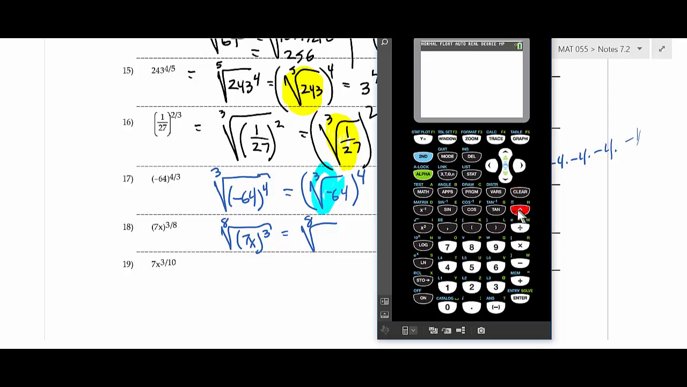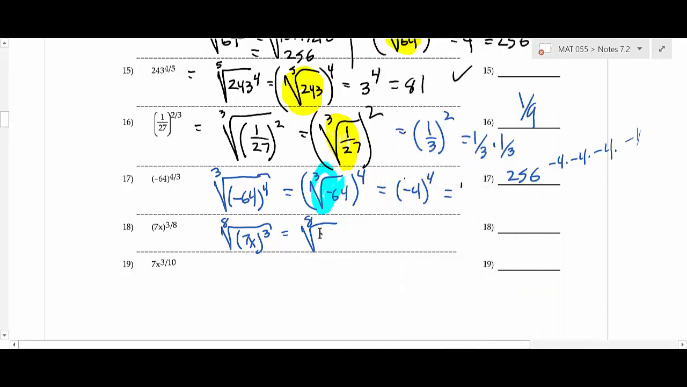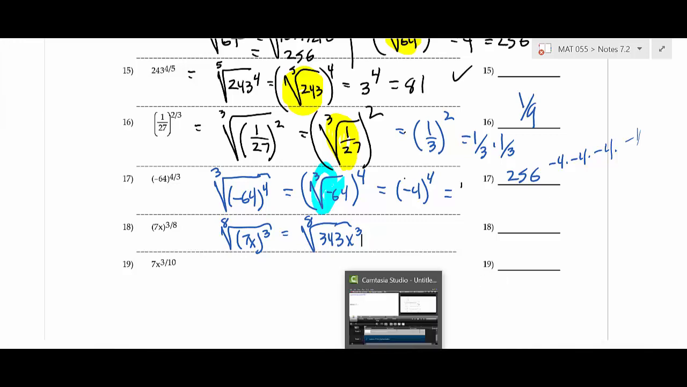So if I do 7 to the third, 343. See, look at me. Okay, I'm a slacker. Okay, so that is 343. And then we have x to the third. Just write it that way. You can't do anything with that problem, though. If you did the 8th root of 343 on the calculator, it would have decimals, okay? So you just stop at that point like that.